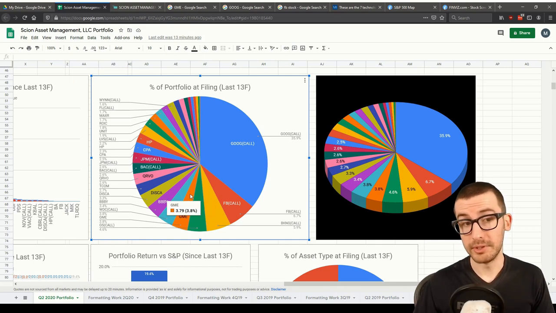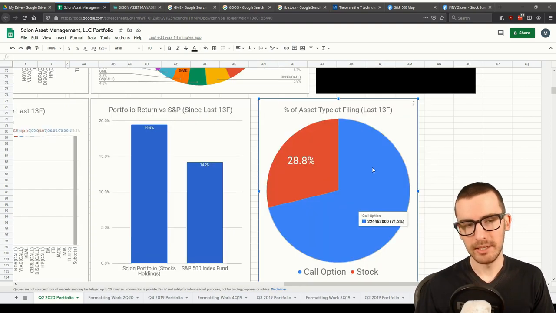The largest actual stock holding at the time of filing only made up roughly 4% of the portfolio, and that was GameStop. And taking a more general look, if we group the assets between stocks and call options, roughly 71% of the portfolio is actually in the form of options, and only roughly 29% is actual stock holdings.